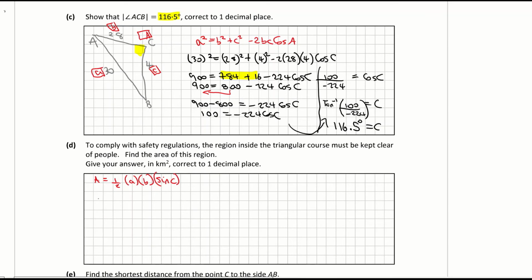And filling that in from my picture up above, the area of this triangle is going to be half times a, which is 4, times my 28, and times the angle between them, which is sine of 116.5 degrees. And when I work that out in my calculator, I get an area of 50.1 kilometers squared. Again, the question wants it to one decimal place, so just make sure it's 50.1. Scrolling down now to part E.